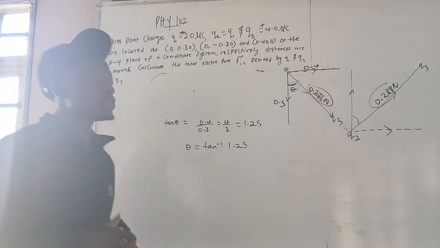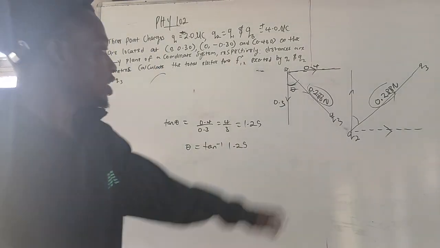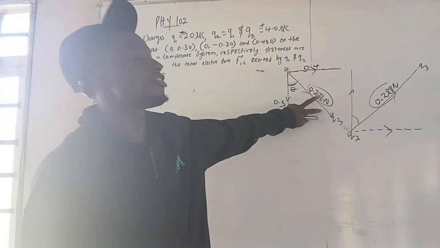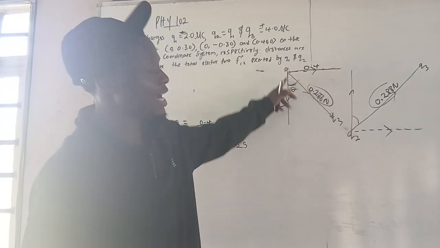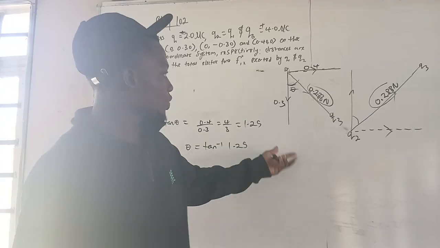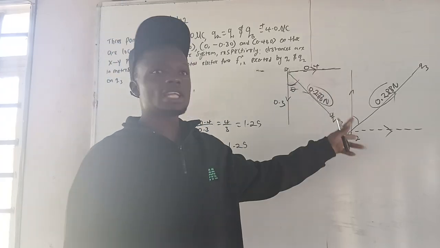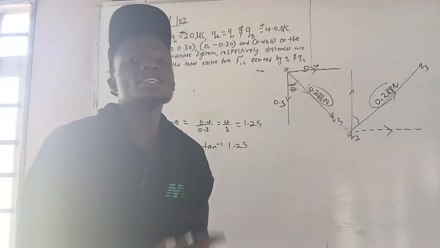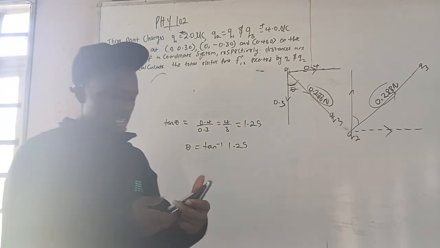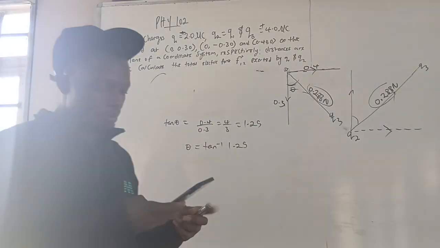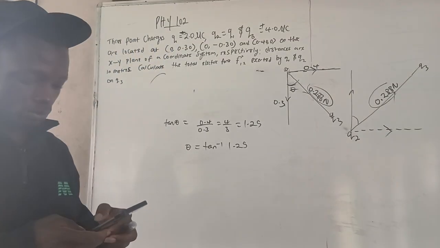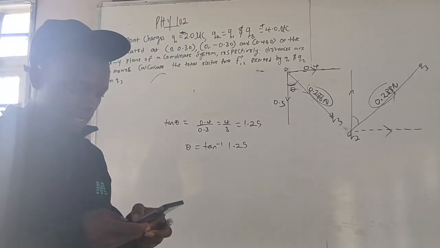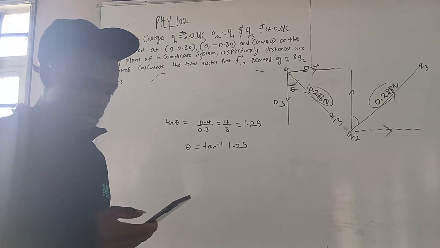You can use cosine, you can use sine, it depends. You know, we have a distance of 0.5 here before. If you want to use that distance, this place will be the hypotenuse and the adjacent, so you use cosine. If you want to use 0.4 in this place, that will be sine. So you can use anything, you still get your answer. So let me find tan inverse, arctan.